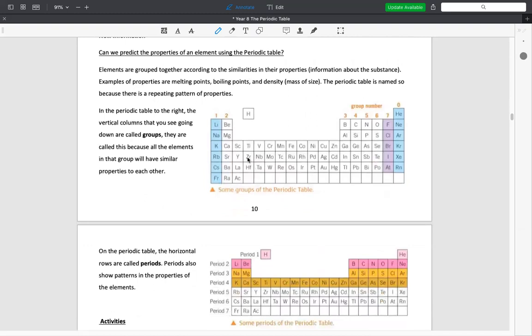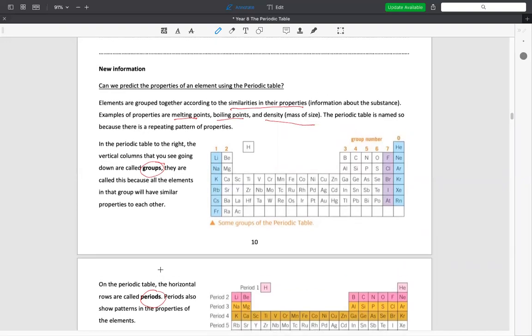So elements are grouped together basically according to the similarities in their properties. And examples of properties, we've looked at properties before, but for example, it could be because of their melting points, their boiling points, their density, so the mass of size. And so the periodic table is arranged because of those properties, and similar elements are grouped together. So we're going to look at groups, and we're also going to have a look at periods in more detail.